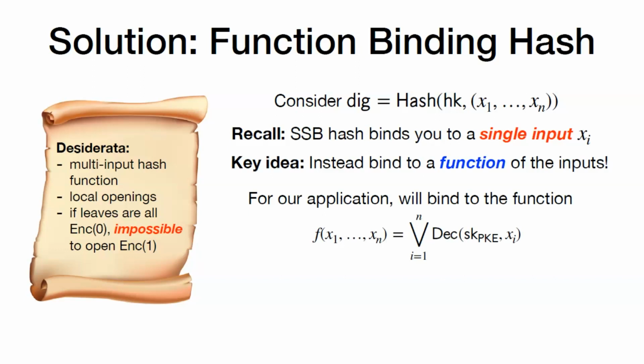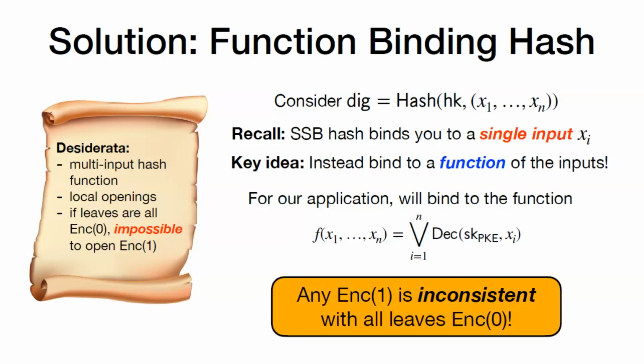So then for our application, we're going to construct a function binding hash for a particular family of functions that include this function that just takes the OR of a bunch of decryptions with respect to the public key encryption scheme that we had before. The point of why this function is useful to bind to is that it guarantees if your original inputs were all encryptions of 0, then the output of this function will be 0. And therefore, it would be inconsistent to open to an encryption of 1 at any of the leaves. Because any encryption of 1 is inconsistent, there must not exist, statistically, any proofs that open to encryptions of 1.